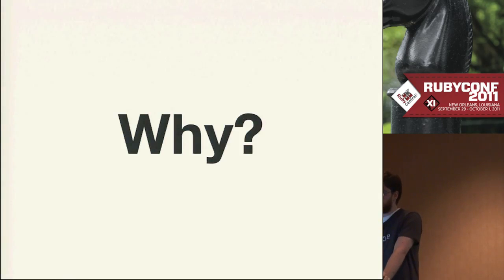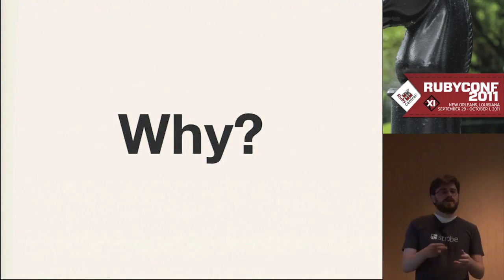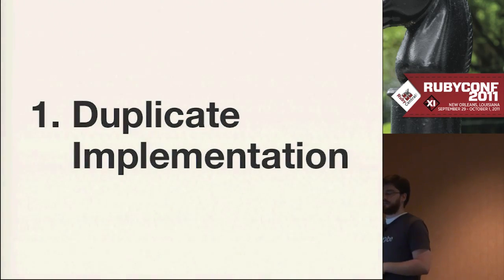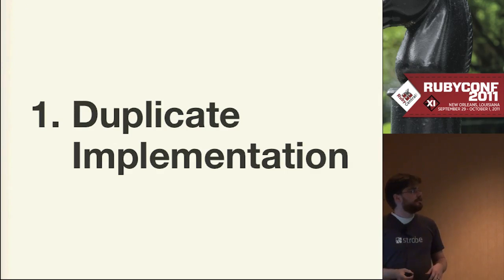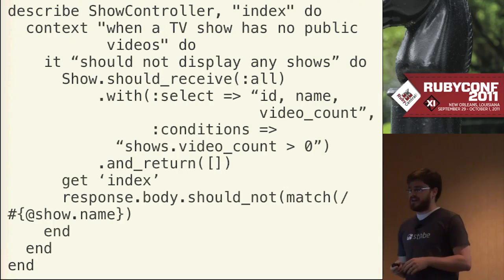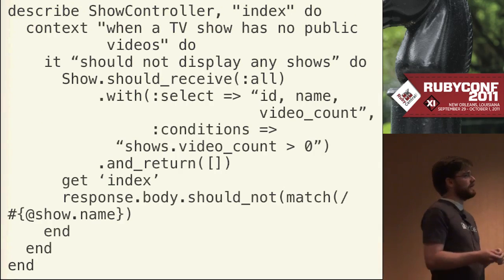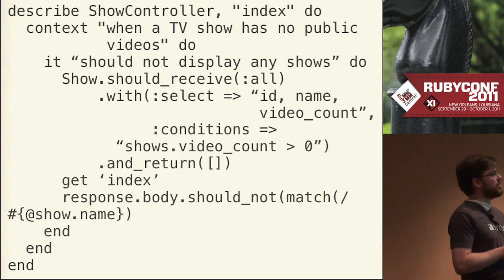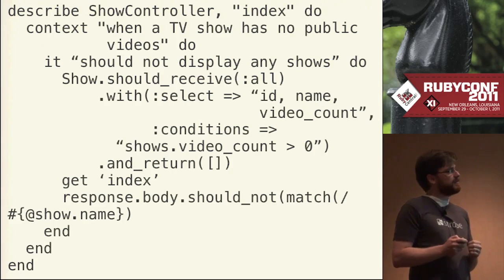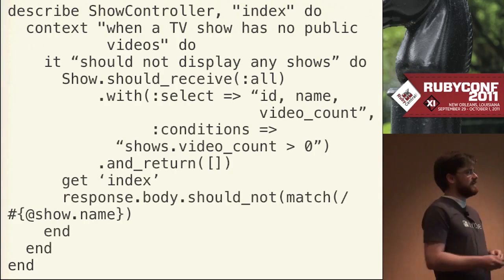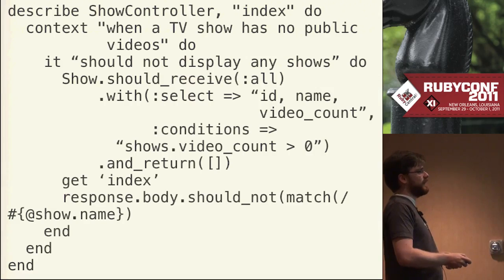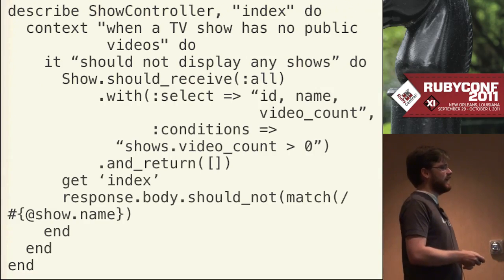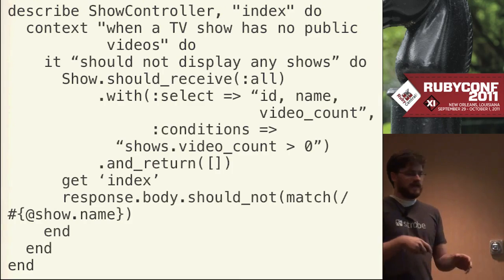Now, why is that? Generally, people give two reasons as to why they don't like mock objects. The first being that they duplicate implementation. So here is an RSpec example from a talk that was given at RubyConf in 2008. You have a describe of a show controller, and it says, when a TV show has no public videos, it should not display any shows. And in order to do that, it uses should_receive(:all) on the Show object with select id, name, video_count, conditions shows.video_count equals 0, and returns an empty array. And then it does the rest of the test.